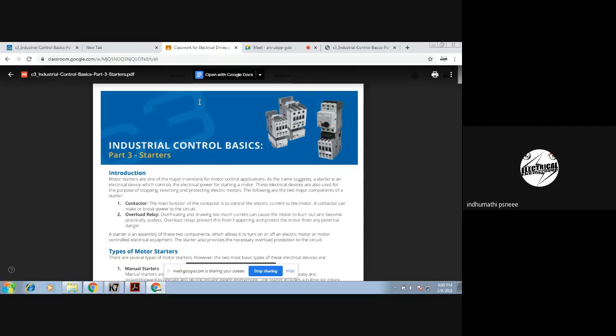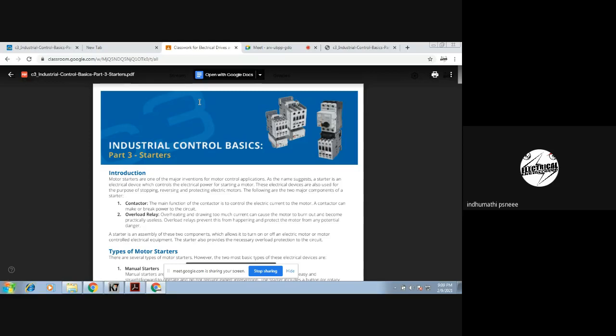Okay. So now we will discuss AC starters. The AC starters are the DOL starter, that is direct online starter, the auto transformer starter, the star delta starter, and the rotor resistance starter. That's it. So the four starters. Maybe there are five or six starters, but the common and main starters are these four. Okay, we'll start.